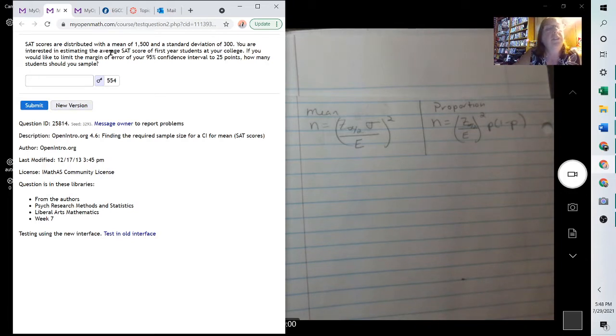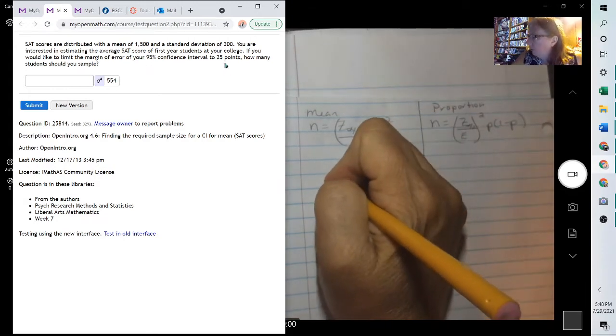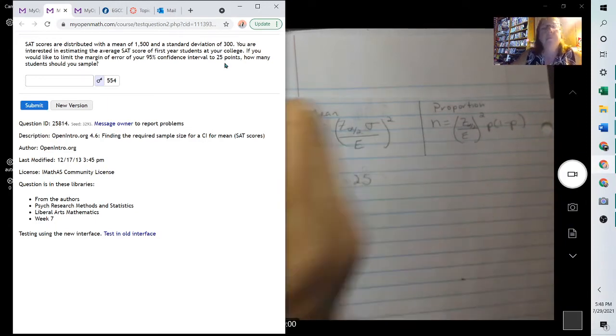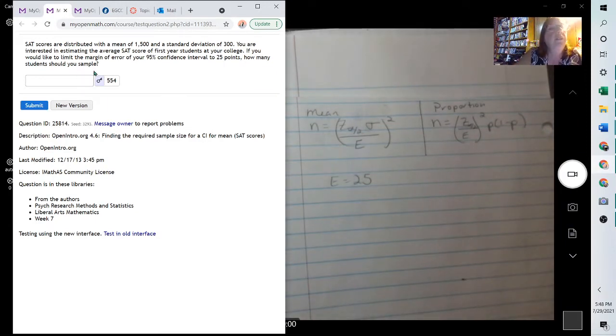SAT scores are distributed with a mean of 1,500 and a standard deviation of 300. You are interested in estimating the average SAT score for the first-year students at your college. If you would like to limit the margin of error of your 95% confidence interval to 25 points, so E is 25, how many students should you sample?